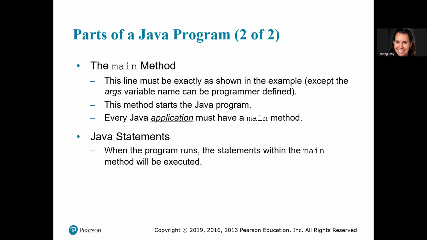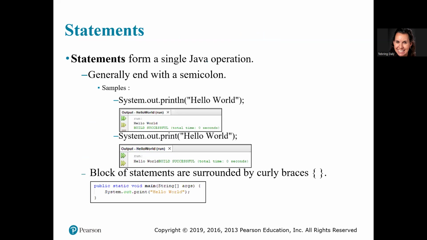Okay. So main method, it has to be called main. Every application needs a main and only should have one main. Okay, and then the statements have semicolons at the end. So we did like this hello world, that's a statement. If we're doing like arithmetic, that's a statement. So when we're doing output or we're doing calculations, those are statements.